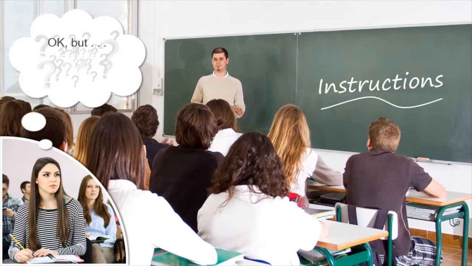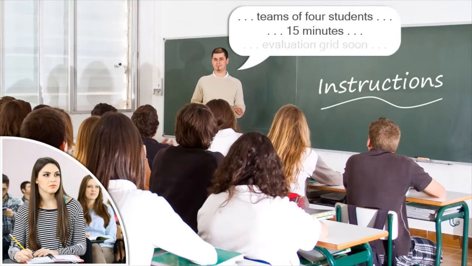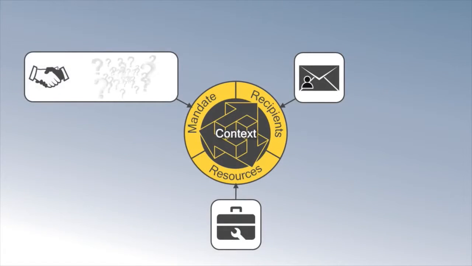Okay, thinks Mary, but is it an individual assignment? How long is it supposed to be? And what exactly will be evaluated? The teacher clarifies that it is an assignment for teams of 4 students. The presentation should be about 15 minutes long, and he will hand out an evaluation grid soon. In this example, Mary's questions can be summarized into just one. What are the imposed parameters that I have to work with to do this assignment?